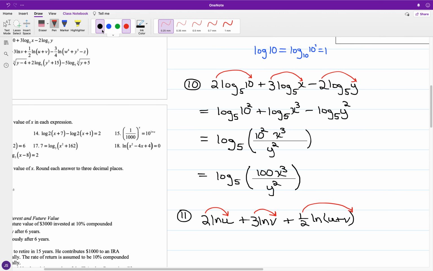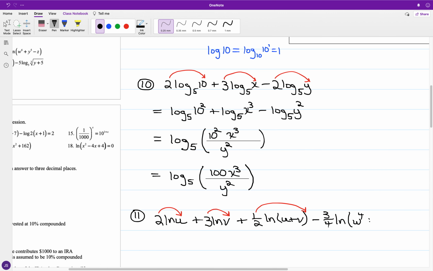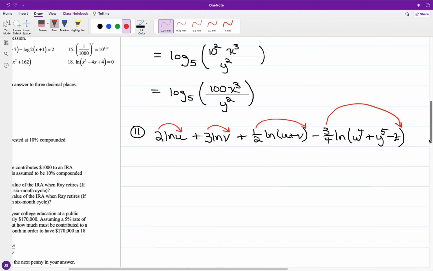And then we have minus 3/4 of the natural logarithm of, within the parentheses, a trio: w to the 4th plus y to the 5th minus z. And that 3/4 will be converted to an exponent as well. So looking at what we have.